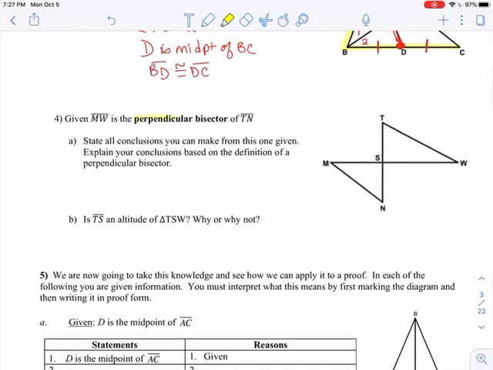All right. Next one, I know that MW is the perpendicular bisector. There's actually two words that are going on there. It's not only perpendicular. Now, perpendicular means it's forming right angles, but it's also bisecting TN. I'm cutting TN in half. So this half equals this half. And it's perpendicular. So I'll call these angle 1 and angle 2. So the conclusions that you can draw is that TS is congruent to SN. Why? A bisector divides a segment into two congruent segments.